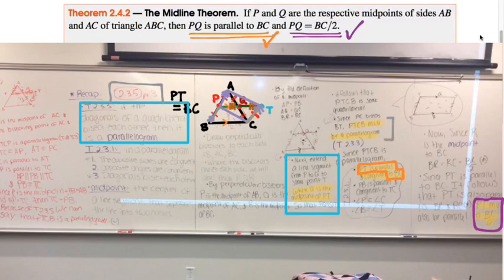So there's a lot that goes into this proof, and the midline theorem is really the engine of everything else that we end up proving in 2.4 as we work our way towards the proof that the medians of a triangle are concurrent.